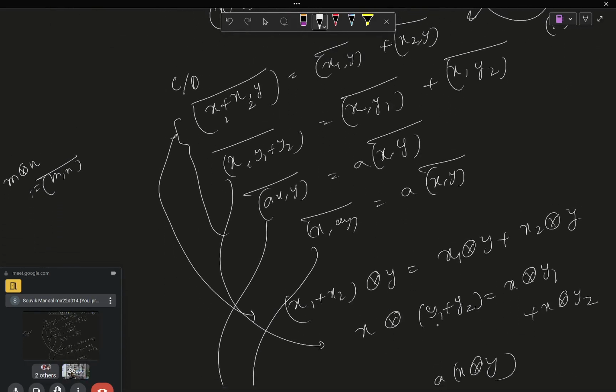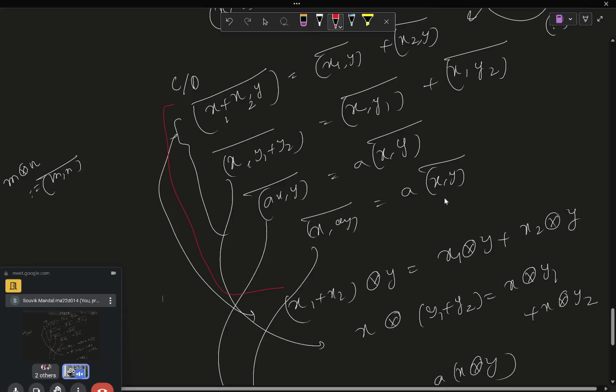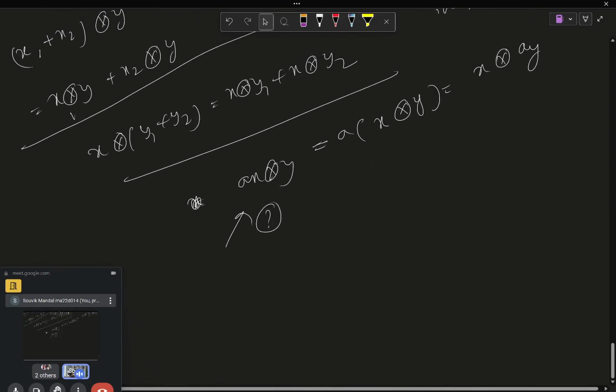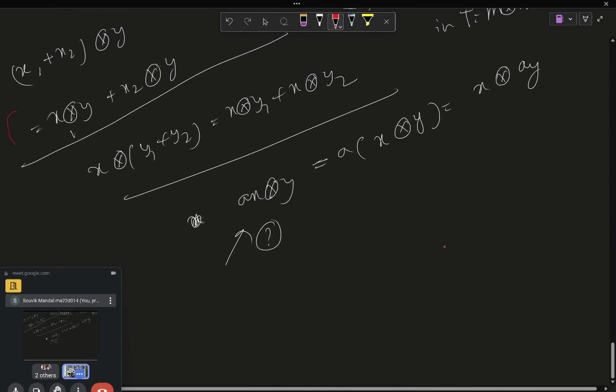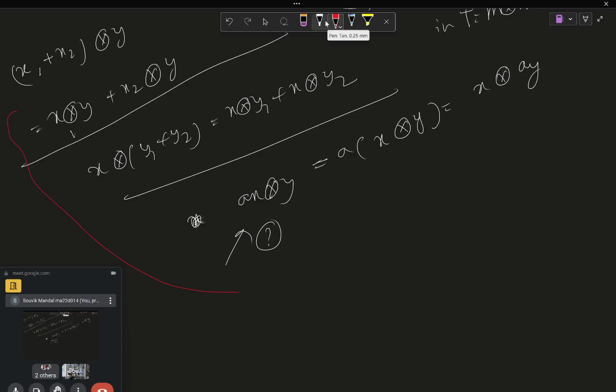In C by D, we have these four relations, and then we replace everything by the tensor notation. Then we get these last three relations. Do you understand? Don't just say okay.